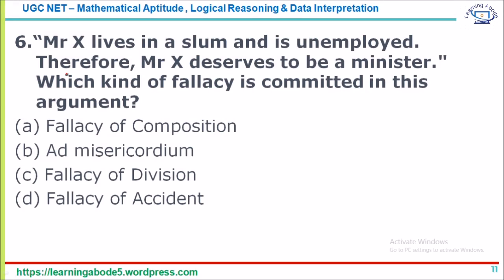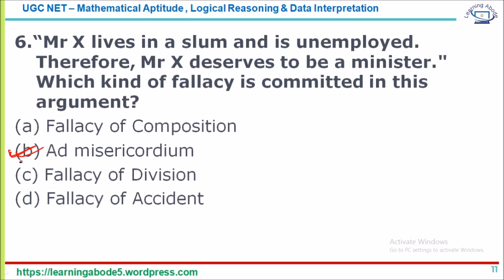Now Mr. X lives in a slum and is unemployed. Therefore, Mr. X deserves to be a minister. What kind of fallacy is committed in this argument? Now you can say it is a fallacy of ad misericordiam. That is, it is trying to appeal to the sentiments.